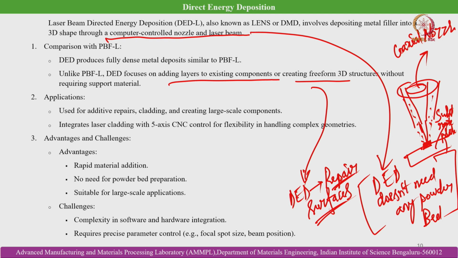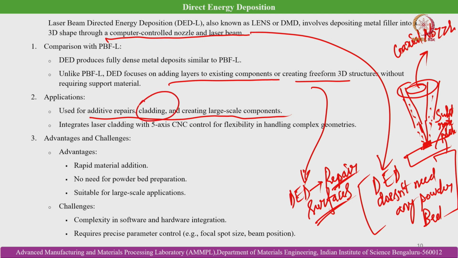So, this can be effectively utilized for repair purposes, and the applications are additive repairs, cladding and creating large scale components. The limitation in terms of part size that I have discussed in case of laser powder bed fusion is not there with DED. So, DED can effectively provide larger components, okay. And also cladding, it can basically generate a surface layer.